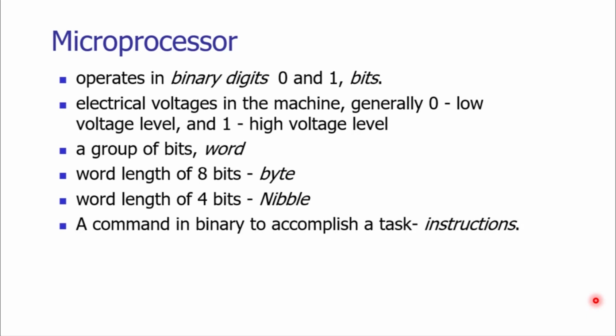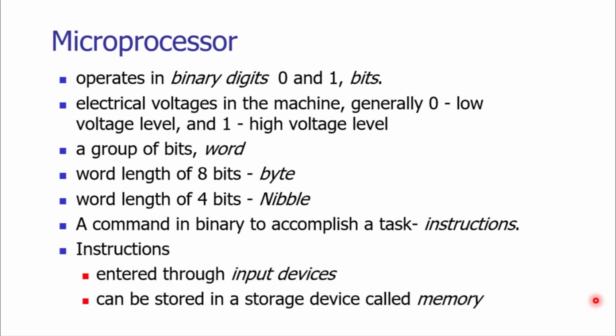So as I have already told you, a command in binary to accomplish a task is nothing but an instruction. Read, write, add, subtract. The microprocessors carry out many operations. The command in binary to accomplish that task is nothing but the instructions that we are giving to the microprocessor. These instructions can be entered either through input devices or they can be stored in the storage devices themselves.